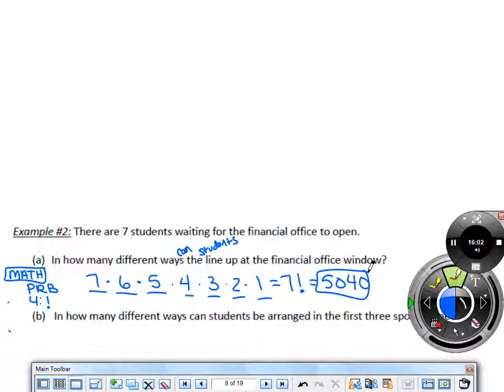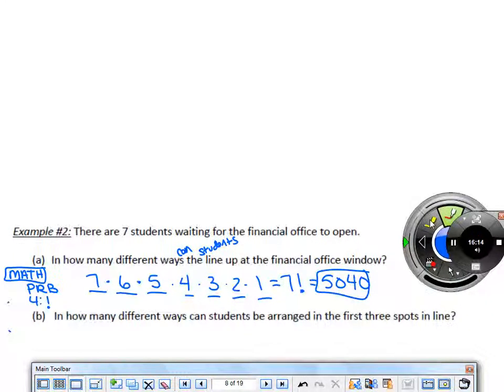Okay. Now, how that can change slightly, what if I don't care about the entire line of students? Okay. What if instead I care about only the first 3 spots? So what if I just want to know about arranging the first 3 spots? What is that calculation going to look like? Cody? Albert? Good. 7 times 6 times 5.